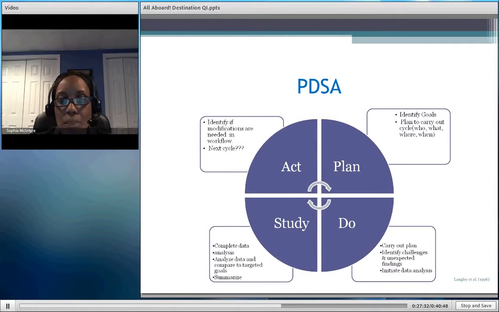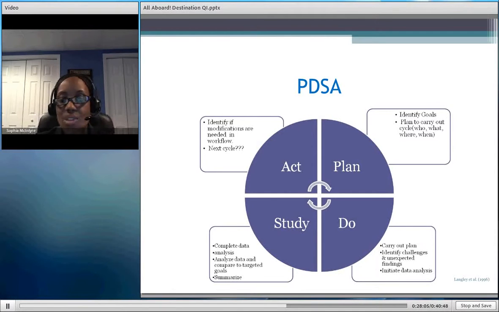When you're planning a project, you need to identify what your goals are. Do you want to target all patients? Is it diabetic patients? Is it diabetic patients with hemoglobin A1Cs 9 or greater? And then you want to be able to plan how to carry out the cycle. So who are your patients? What is the disease? Where is it going to be an office focus? Is it going to be a community focus? And when do you want to do this and implement this plan?